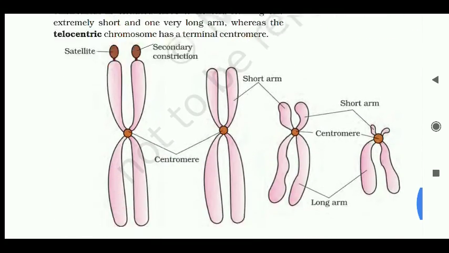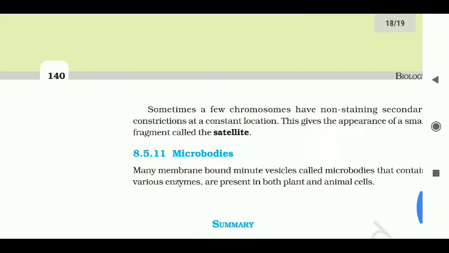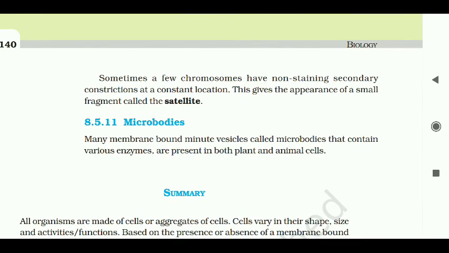Satellite, secondary constriction, this was the labeling. Sometimes a few chromosomes have non-staining secondary constrictions at a constant location. This gives the appearance of a small fragment called a satellite. 8.5.11, those are microbodies. Many membrane-bound minute vesicles called microbodies that contain various enzymes are present in both plants and animals.